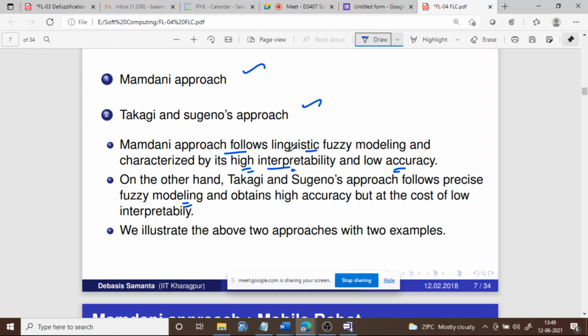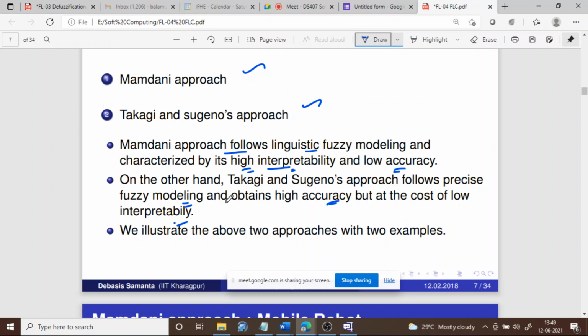That is, it does not follow linguistic modeling. It follows precise fuzzy modeling. It obtains high accuracy, but at the cost of low interpretability. So these both are quite opposite. The Mamdani model is highly interpretable, but its accuracy is less. Whereas Takagi and Sugeno's model, its accuracy is high, but its interpretability is low.